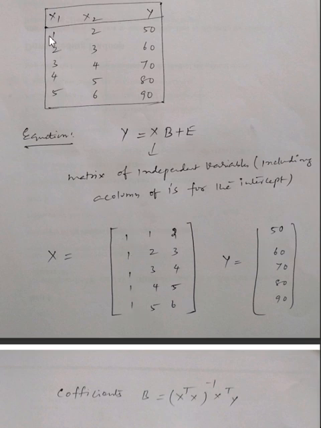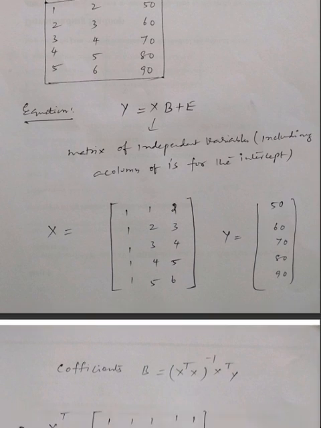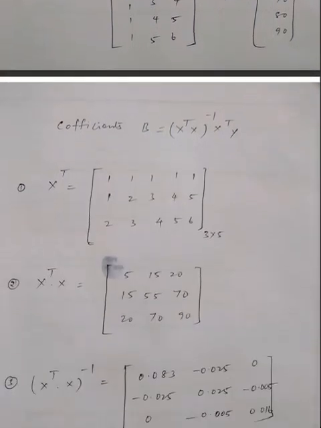You can see this matrix is generated from the data set: 1 1 2, 1 2 3, 1 3 4, 1 4 5, 1 5 6, where the first column is the ones column. This is the X value, the matrix of the independent variables, and the target variable matrix is the y value. Now the two matrices are available. The formula to calculate the coefficients is the inverse of (X transpose into X), multiplied with X transpose into y.